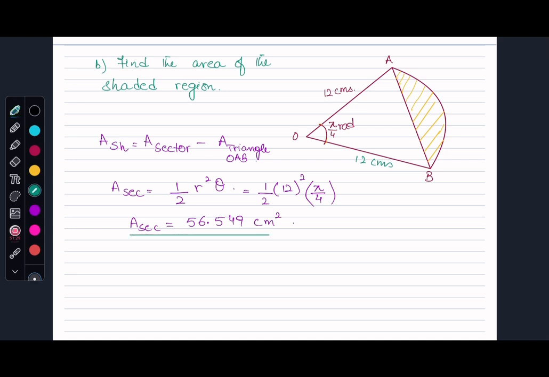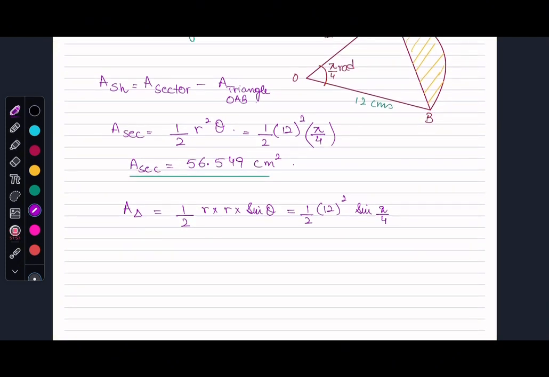Let's find out the area of the triangle. The area of the triangle is given as half into the radius squared into sine of theta. Here it's 1 by 2 into 12 the whole square and sine of pi by 4. Solving it further, this area of the triangle comes out to be 50.912 centimeter square.